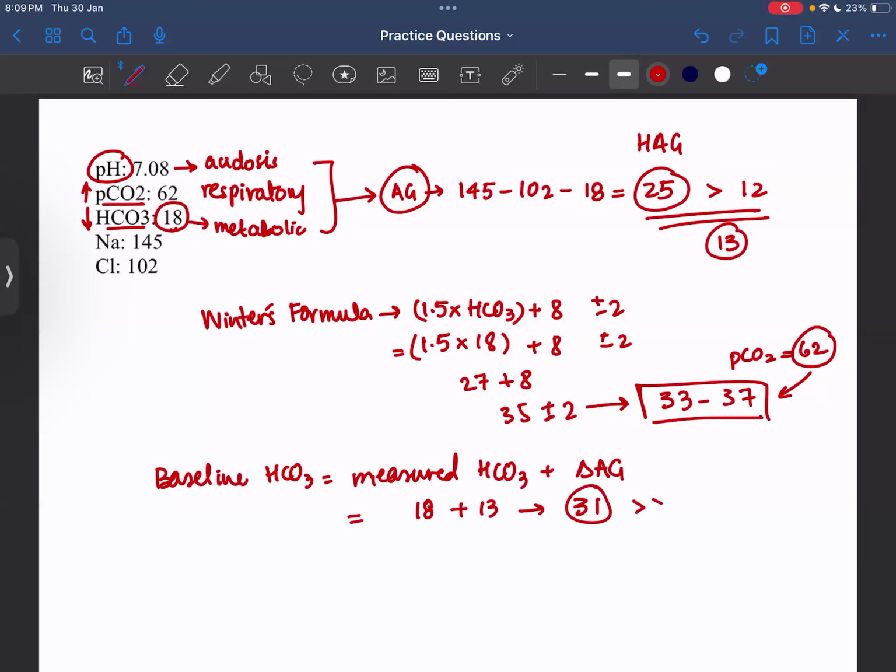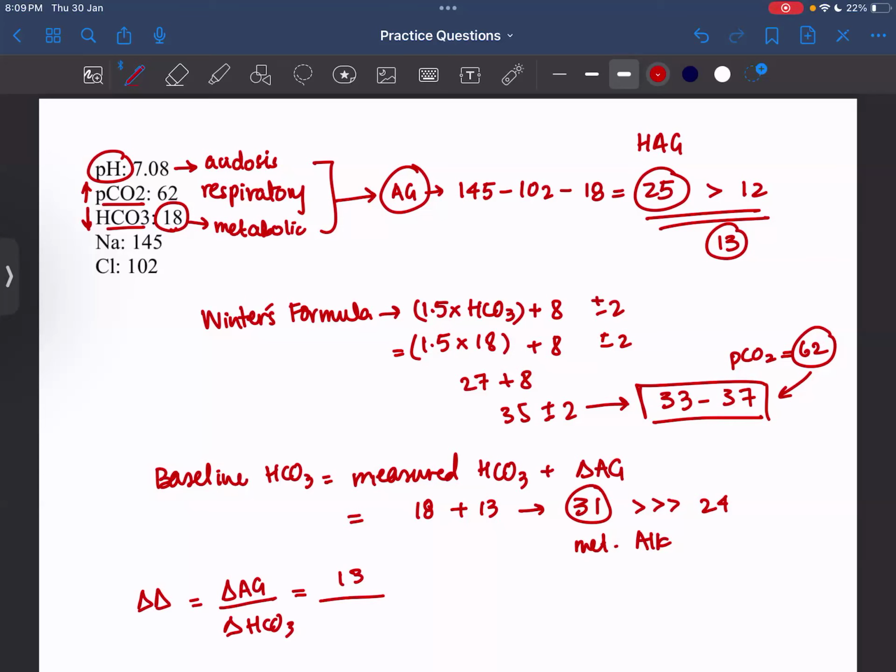Now, 31 is so much greater than 24, right? Which means we already had a pre-existing disorder. And what was a pre-existing disorder? When the bicarb is elevated, this would be metabolic alkalosis, right? So let's write that down, metabolic alkalosis, okay? And lastly, we're going to do the delta, which is equal to the delta AG, or the change in anion gap over the change in bicarb. What's the change in anion gap in this situation? We already calculated it. It's 13. What about the change in bicarb?